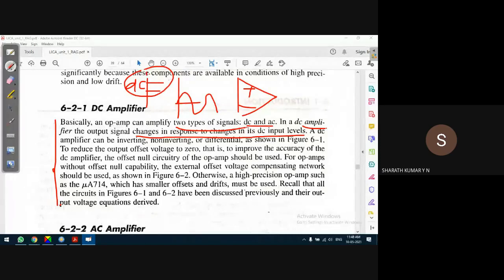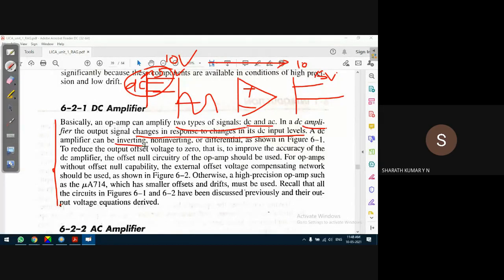For example, let's say we apply 5 volts to a voltage follower circuit, and the output is also 5 volts. When you increase the voltage to 10 volts, the output voltage becomes 10 volts. So there is no problem in the case of a DC amplifier.